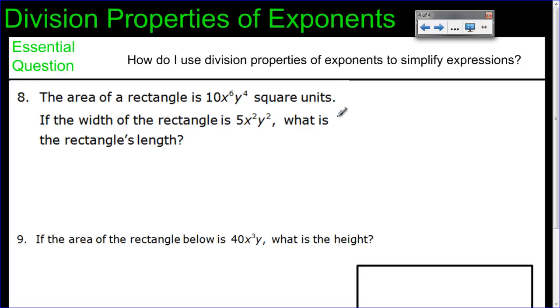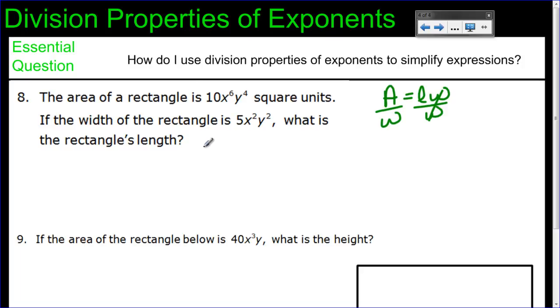So now let's put this to use. So I have the area of a rectangle is 10x to the 6th y to the 4th square units. If the width of the rectangle is 5x squared y squared, what's the rectangle's length? So they've already given you the area and one of the dimensions. This is automatically a division problem because if you remember, area is length times width. Well, they're asking you for the length, which means I have to divide both sides by the width to get the length. So it's a division problem.